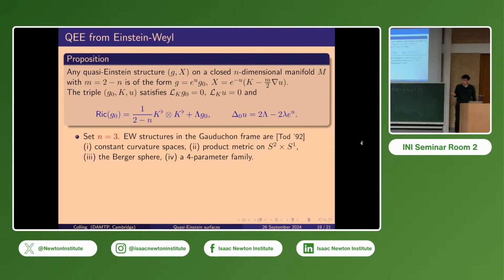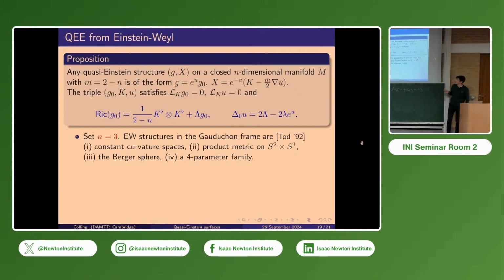First of all, there are constant curvature spaces, which corresponds to taking this K to be 0. Then there is the product metric on S2 times S1. There's the Berger sphere, which is another homogeneous solution. And then there is one more 4-parameter family of solutions, which contains a 3-parameter subfamily that is globally defined on the 3-sphere. So what we have to do now is solve this PDE on these backgrounds, and this will give us a general solution to Quasi-Einstein.